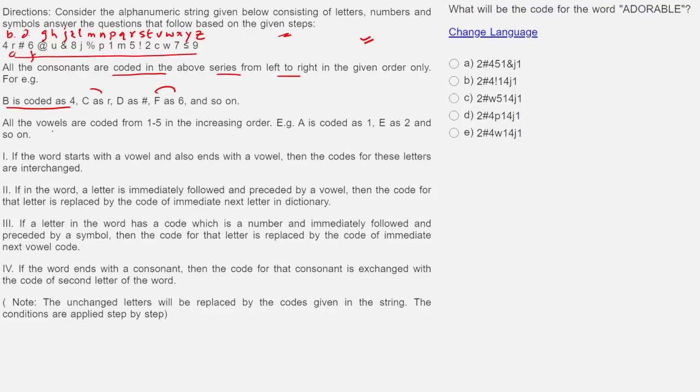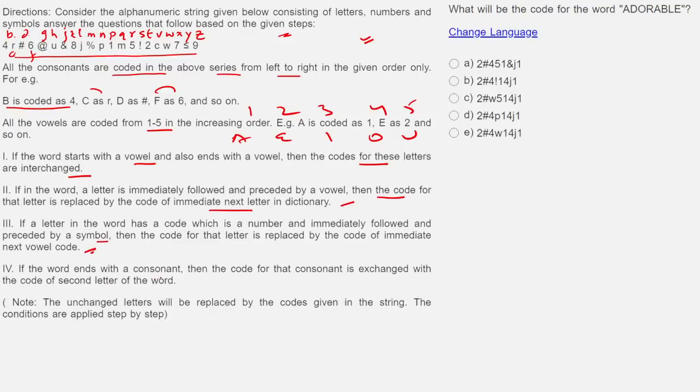And what is given? All the vowels are coded from 1 to 5. So A, E, I, O, U is coded like 1, 2, 3, 4, 5. Alright. Now if a word starts with a vowel and also ends with a vowel, then the codes for these letters are interchanged. If in the word a letter is immediately followed and preceded by a vowel, then the code for that letter is replaced by the code of the immediate next letter in the dictionary. If a letter in the word has a code which is a number and is immediately followed and preceded by a symbol, then the code for that letter is replaced by the code of the immediate next vowel. As and when it comes, we'll see.